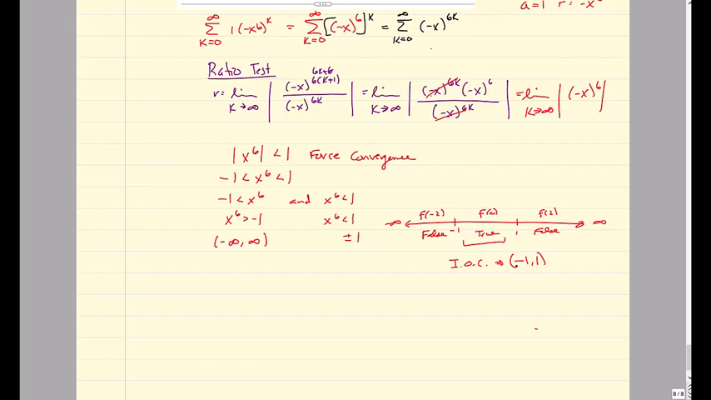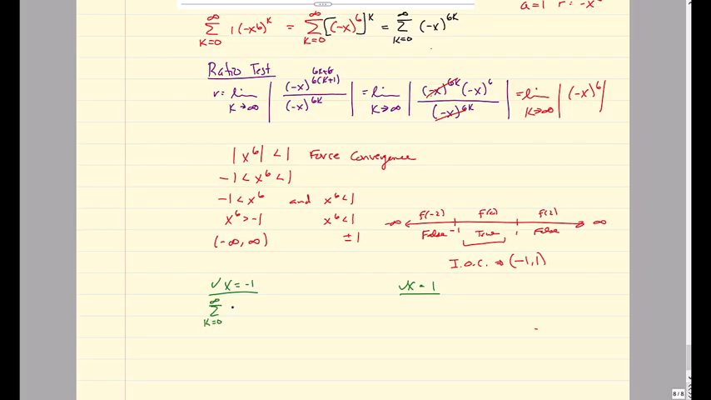Now, of course, guess what we need to do next? We need to check endpoints. So let's go ahead and check x equal negative 1 and x equal 1. So if I check x equal negative 1, I'm plugging that back into my original function.